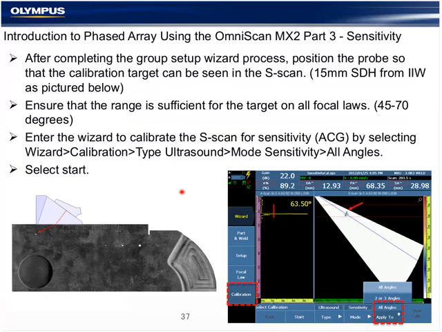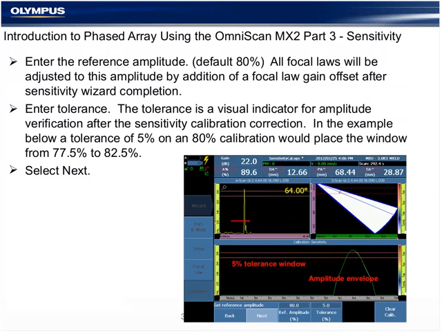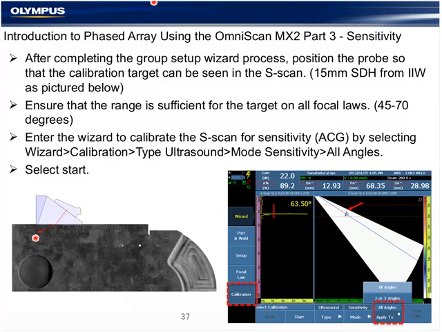After completing the group wizard process, position the probe so that the calibration target can be seen in the S-scan and ensure that it is at the correct position and amplitude. Enter the wizard to calibrate the S-scan for sensitivity ACG by selecting Wizard, Calibration, Ultrasound, Sensitivity, All Angles. And again, our calibration point for this example, we're going to use the 15 millimeter deep side drilled hole from an IIW block.